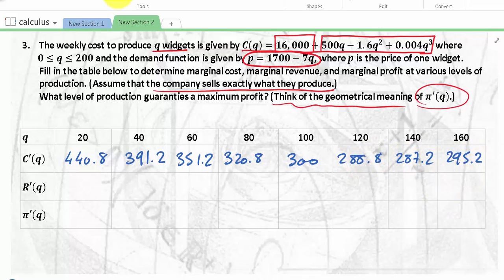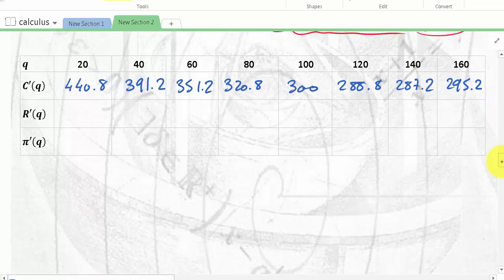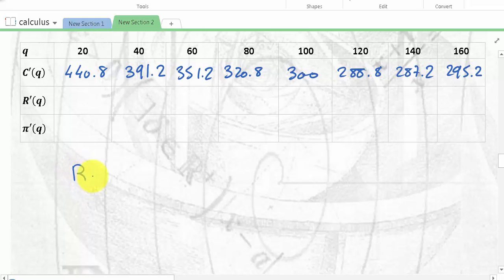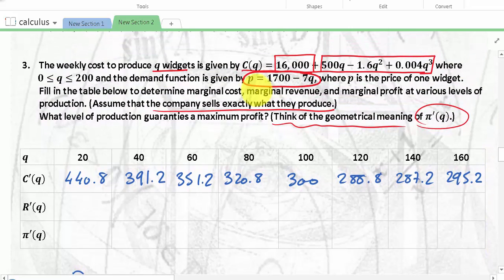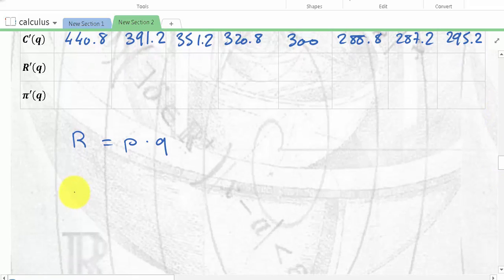Alright, so now we need to figure out the marginal revenue. So before we do that, we need the revenue. Now I hope you remember the revenue function. The revenue is P times Q. So what do we do with that? Well, I am giving you the demand equation, right? The equation relating the number of items you're selling with the price of an item. It's 1700 minus 7Q. So P equals 1700 minus 7Q, right?